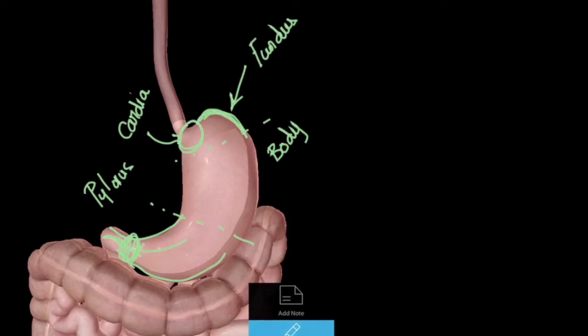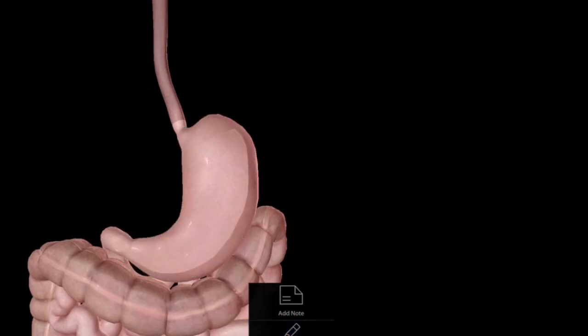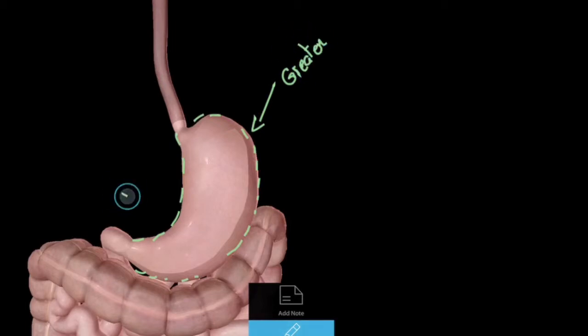Also, what we can see on here, we can find two curvatures of the stomach. We have a large curvature and we have a smaller one. So we're going to call the large curvature on here, this is my greater curvature. Compared to the small one, this would be my lesser curvature.